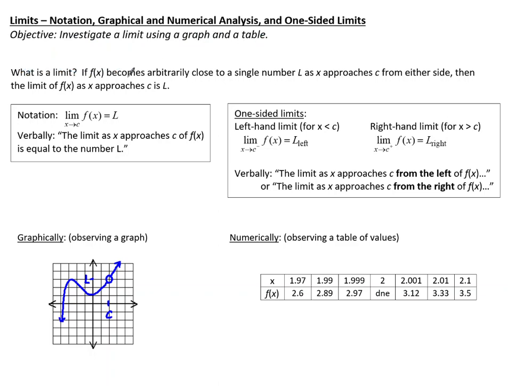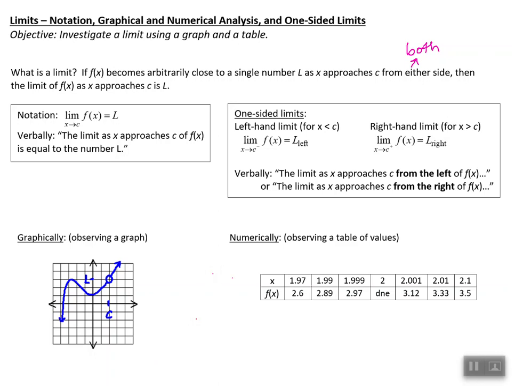If f of x becomes arbitrarily close to a single number L as x approaches c from either side, meaning both sides, then the limit of f of x as x approaches c is L.